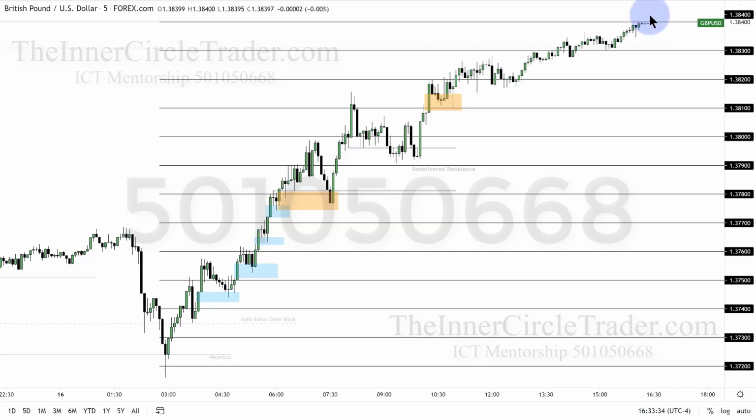Now also take a closer look. Right in here, 10 o'clock, that's that New York Open Kill Zone. That's your redelivered rebalance. That's why you have this retracement. This is the beginning of the New York Open Kill Zone at 7 o'clock. That's why you have that deep retracement.